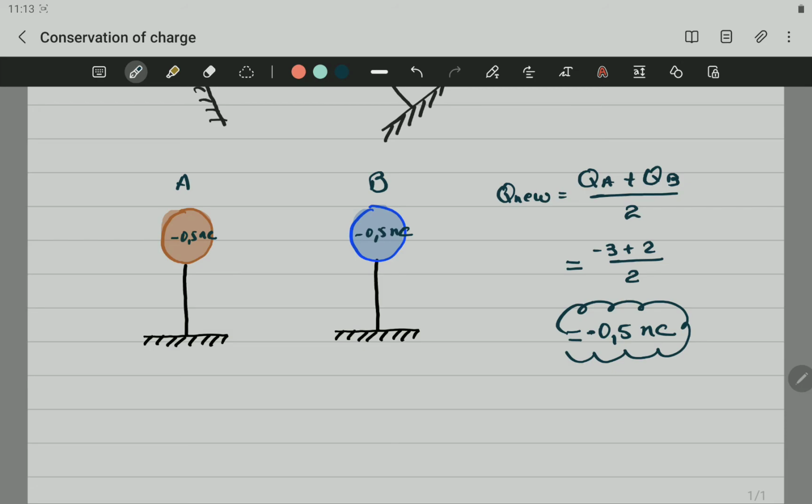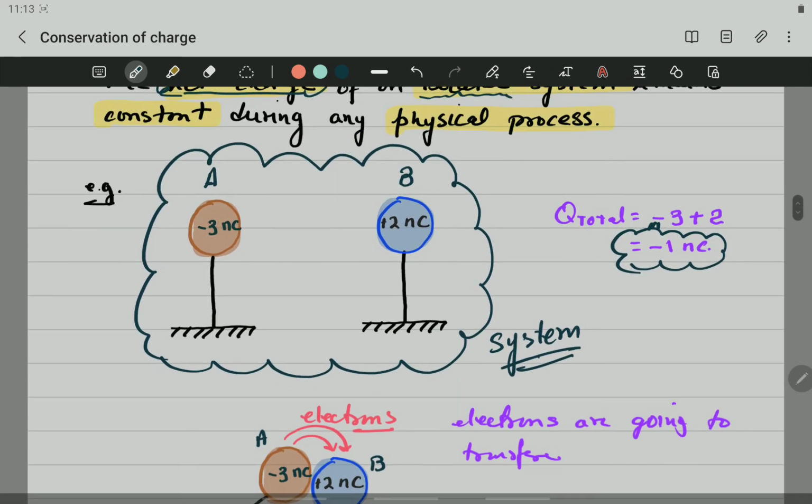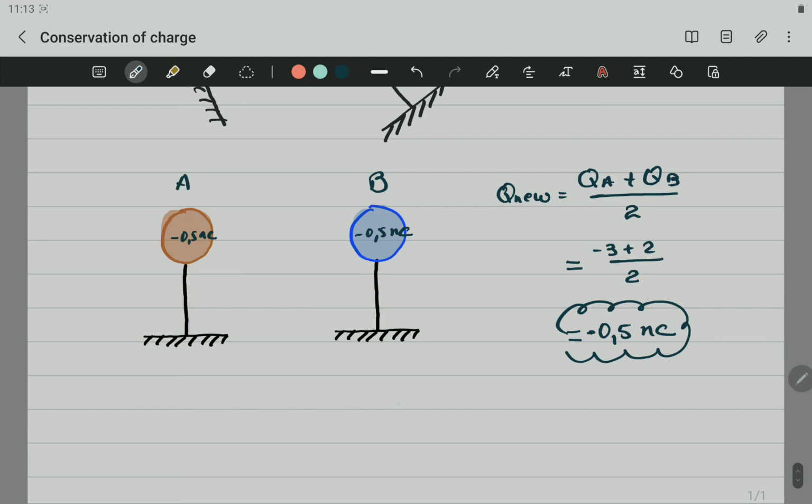Now let's go back to the principle. It says the total charge of the isolated system remains constant. The total net charge must remain constant. At the beginning we have a charge of minus 1 nanocoulomb. How much do we have at the end? Total charge Q net is minus 0.5 plus minus 0.5, which is equal to minus 1 nanocoulomb. So it shows you that the total charge is constant.